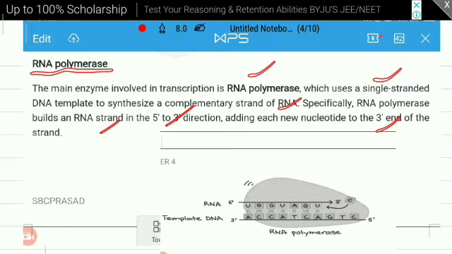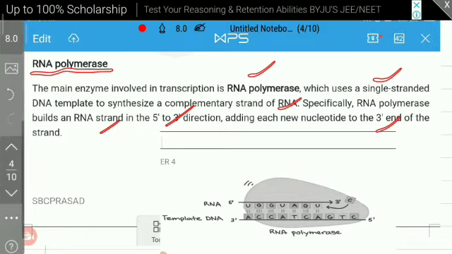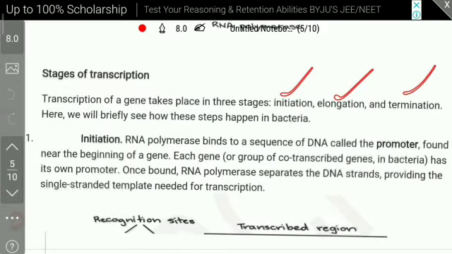Okay, this is all about what is called RNA polymerase. That is the only enzyme that is involved in the transcription process. Now we are going to see the stages of transcription. This explains how transcription actually takes place. Transcription takes place in 3 stages.